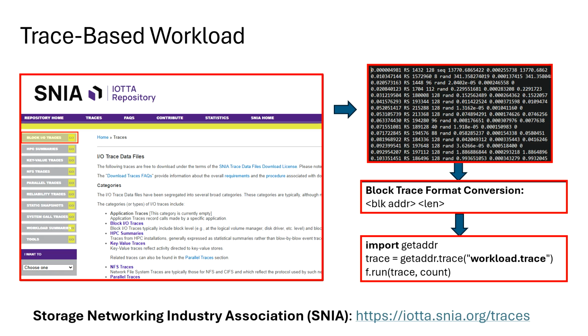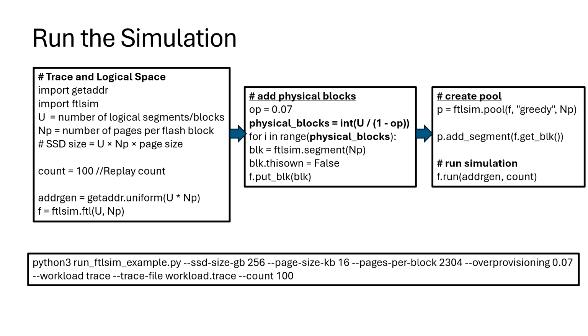First we have to import getAddress. This is a Python module already made in the simulator. Then we just make a class and make an object of getAddress.trace and give the file name. This file should be in the same directory, and then we can just run it. The count means how many times I want to repeat this simulation so that I can get some average.